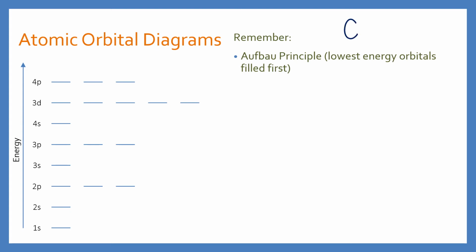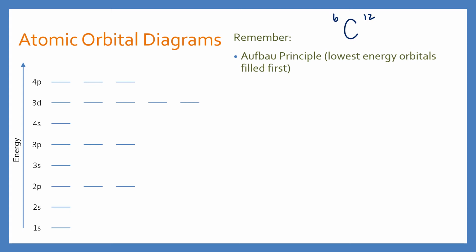Carbon has the atomic number of 6. So it has 6 protons and it has 6 electrons. It also has 6 neutrons, and its mass number is 12. So if we were to put the atomic orbital diagram for carbon together, we would have to get 6 electrons onto this diagram. And you may recall that each orbital can only hold 2 electrons.